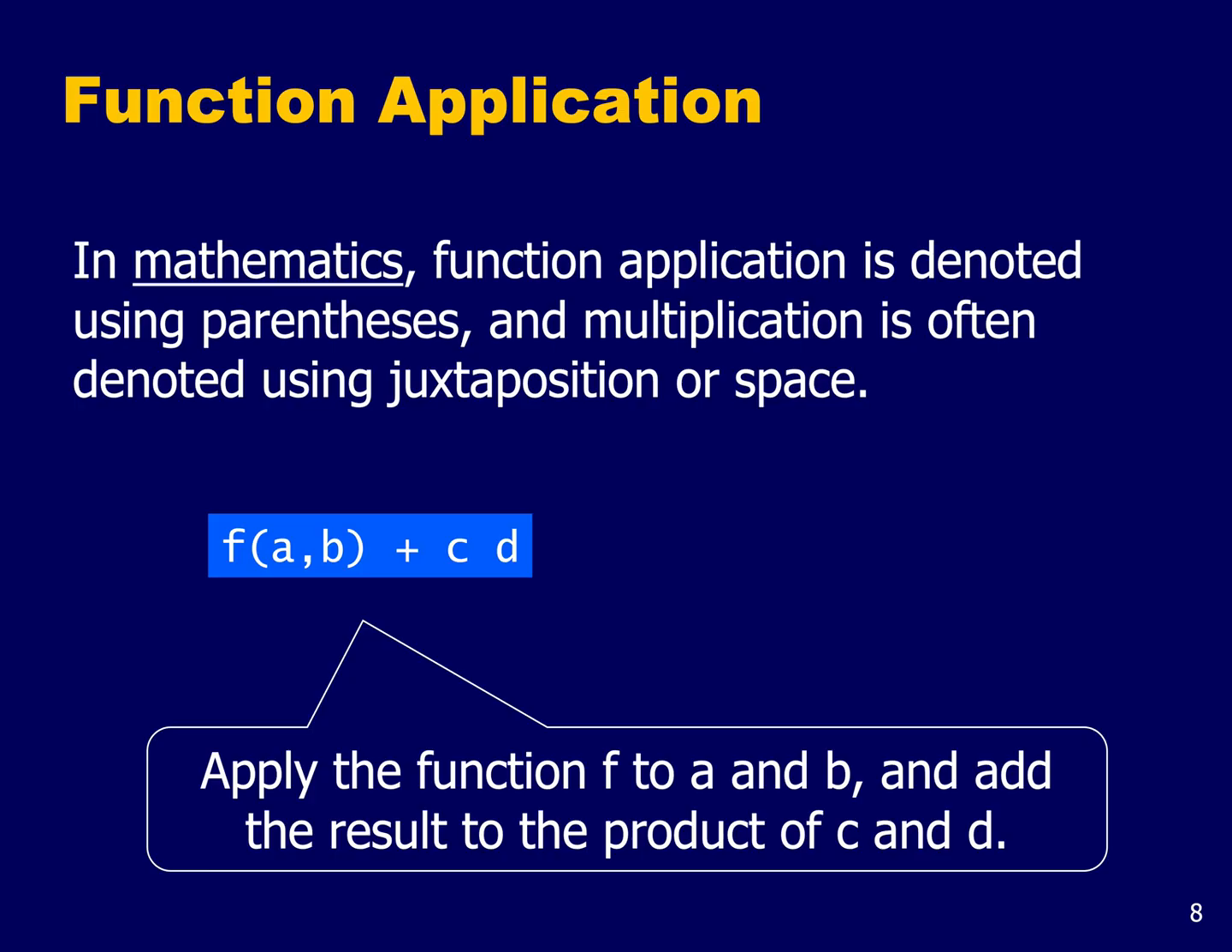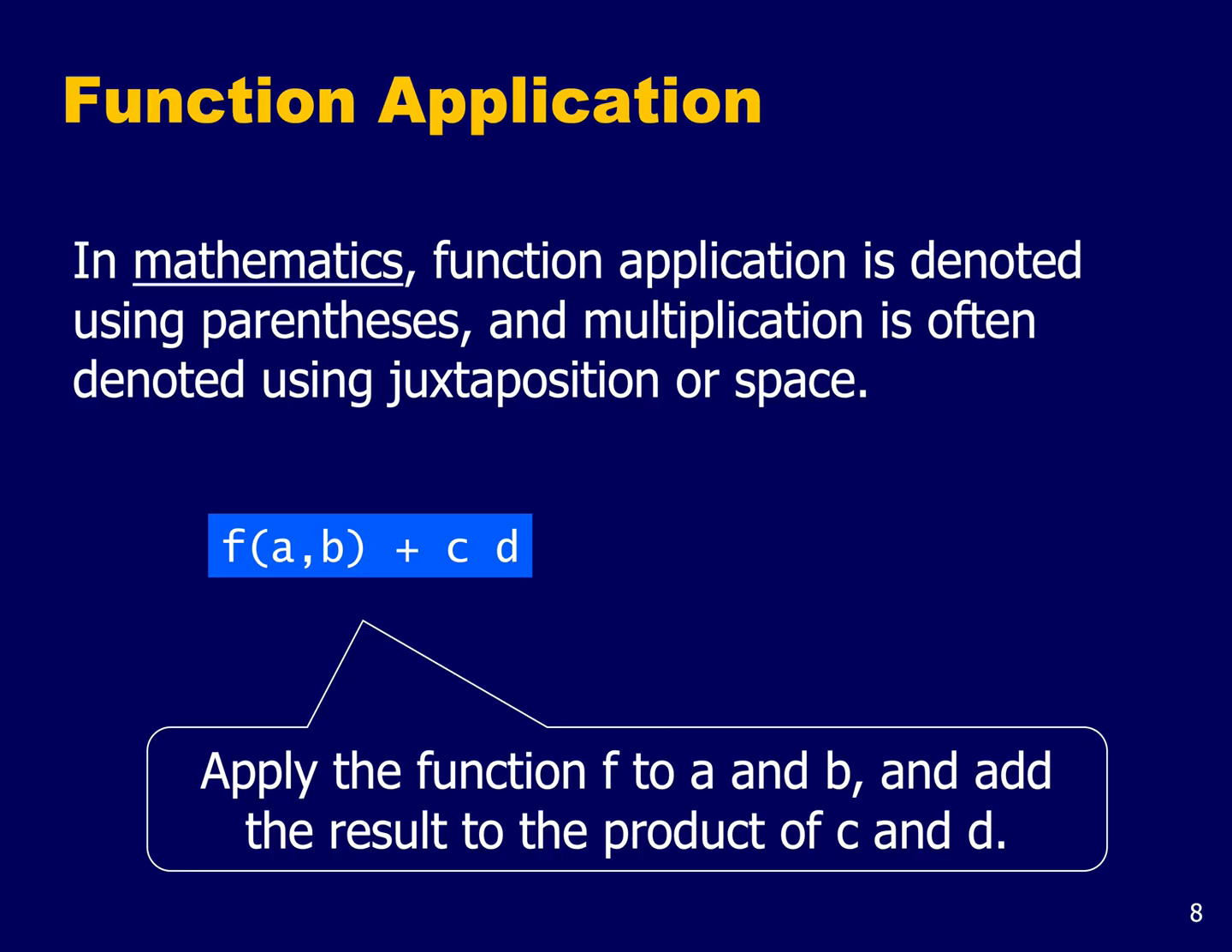So first of all, in mathematics, you'll remember from your school time, function application is denoted using round brackets, or parentheses if you want to be fancy. And multiplication is denoted using juxtaposition, and that's just a fancy word for writing things right next to each other, or you might write things with a space between them. So function application in maths is written using round brackets.